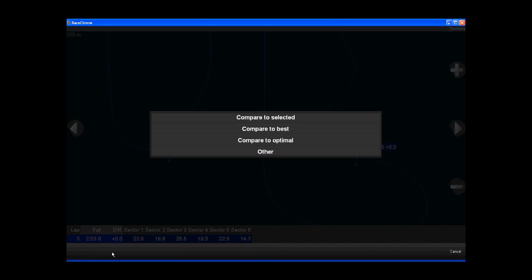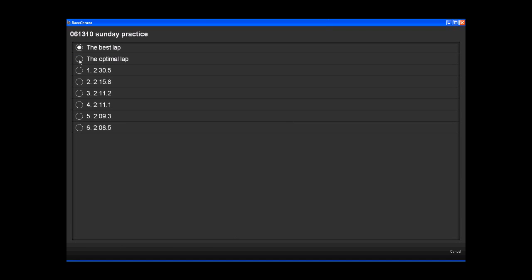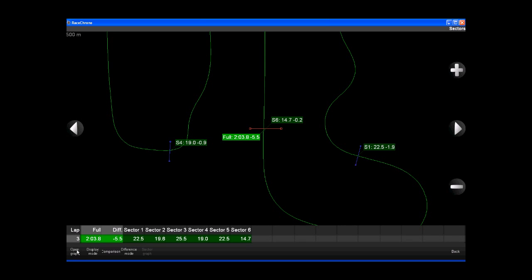So I can compare it to my optimal lap, or I can compare it to another lap. I'm going to compare it to another lap, so I'm going to go to Sunday practice and pick one of my slow laps. Let's do the 2:09.3. And then I'm going to open the graph.